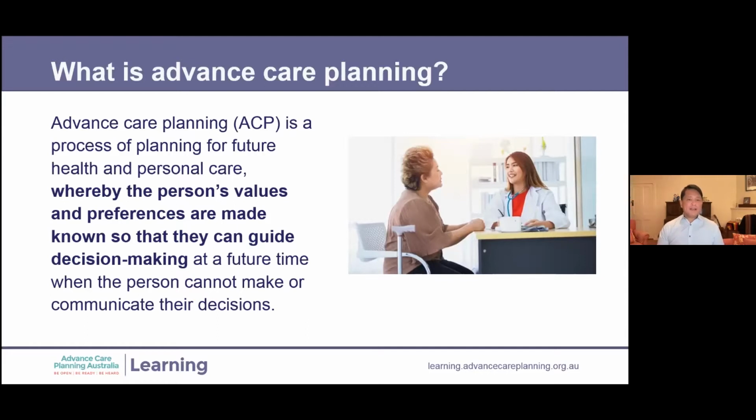The other thing is taking the pressure off others having to make decisions, which are often really onerous and incredibly difficult for them, and placing this incredible burden on their family, for example. So that's another way of thinking about what advanced care planning can be.